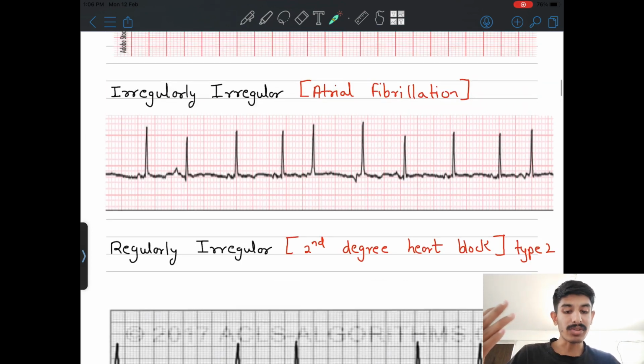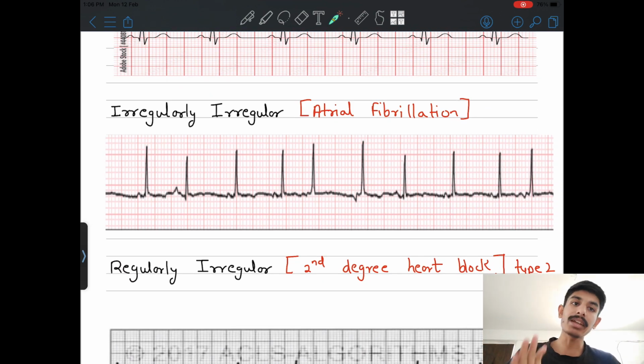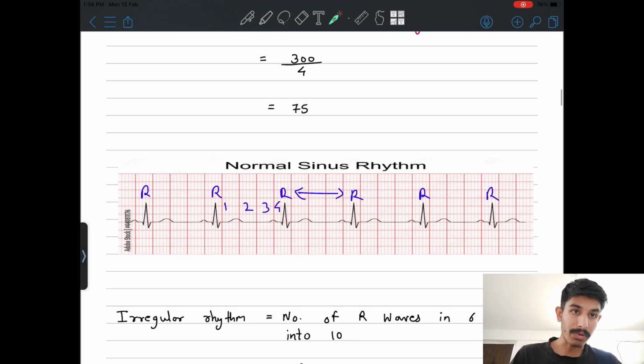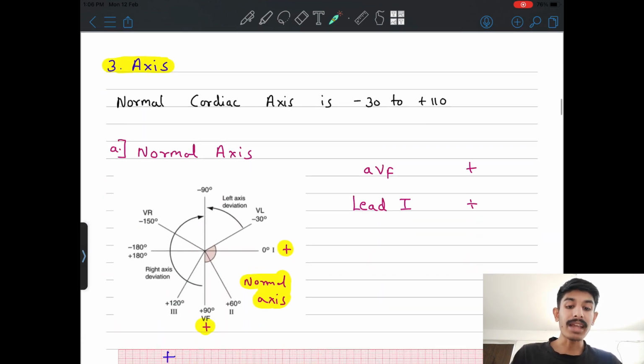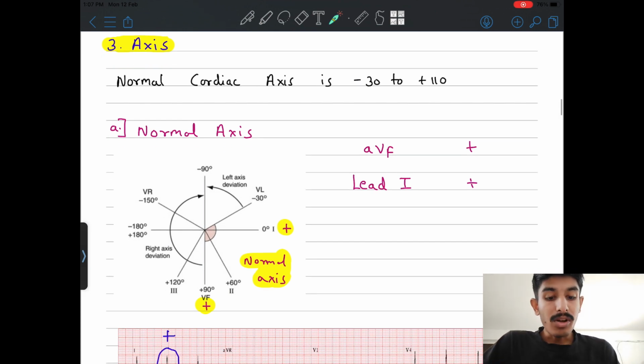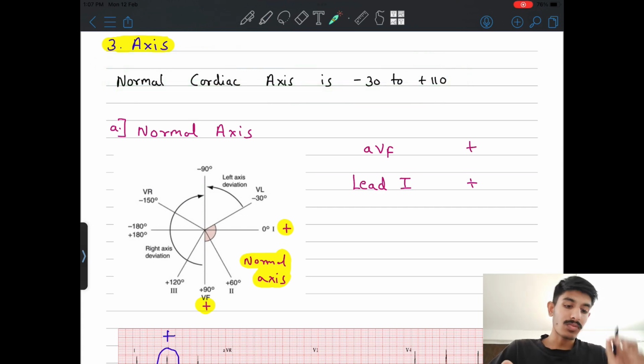First we learned about three rhythms, which are regular, irregularly irregular, then regularly irregular. These are the three types of rhythm. Then we learned about two types of rates, how you will calculate, and now we will study axis. So what is the axis? In normal cardiac axis, it is minus 30 to 110.